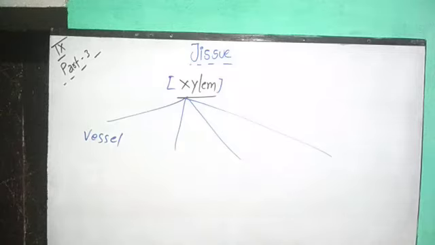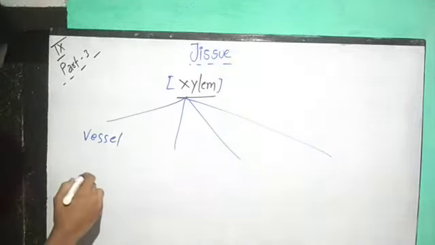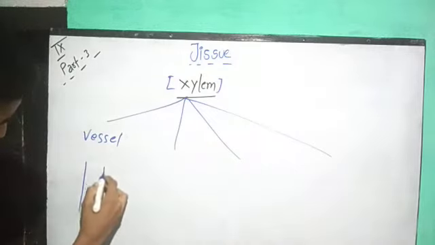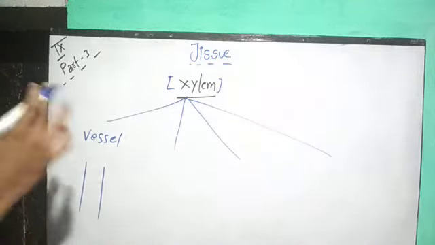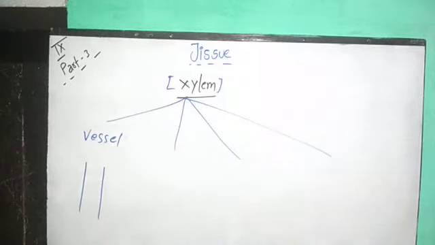The first element of xylem tissue is vessel. Vessel means, let me draw the figure of vessel first. All of the components or elements are tubular-like structures only, that we will see later. Now we are going to see the second element.